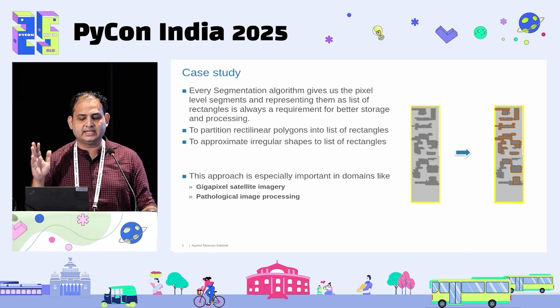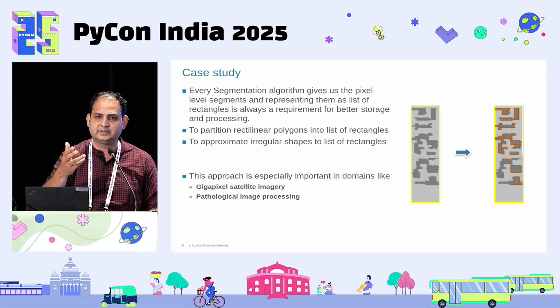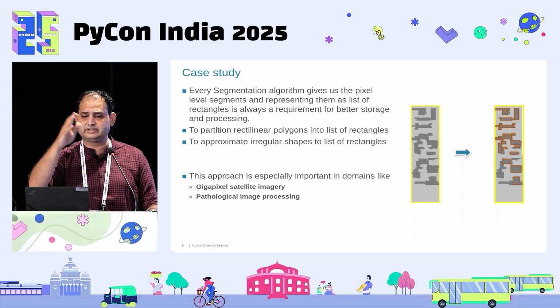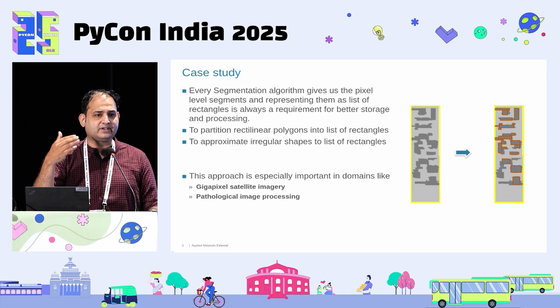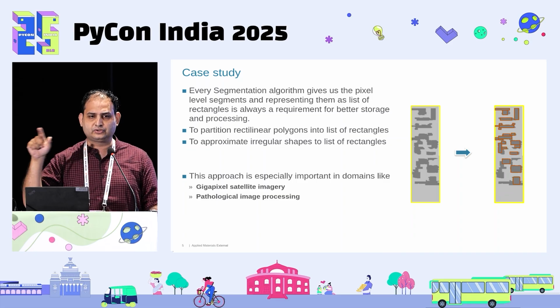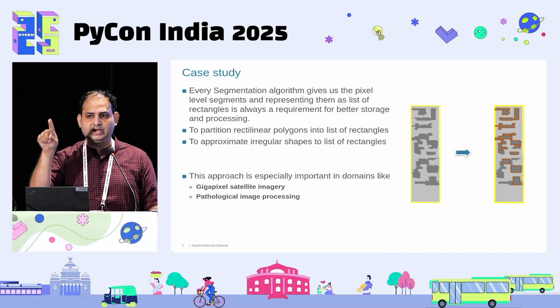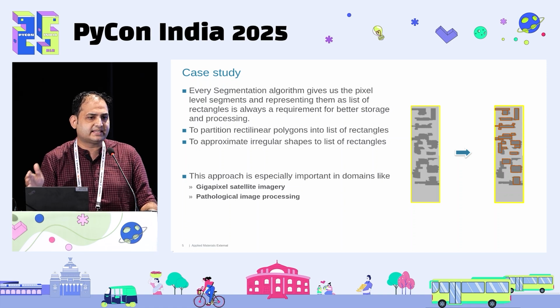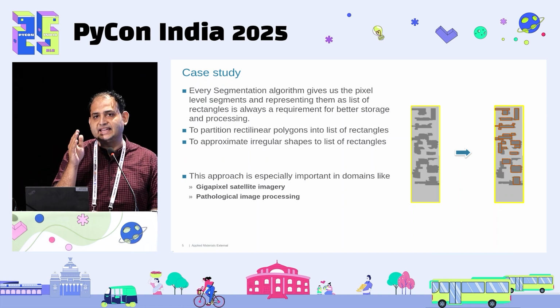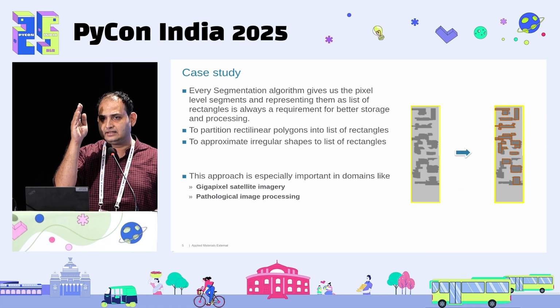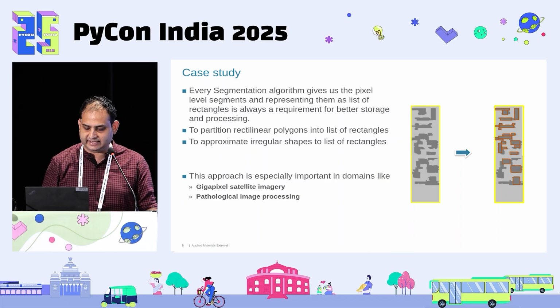Also, in pathological image processing, suppose you are doing a brain tumor segmentation, and you segmented it very nicely. But after that, what did you do to store it as a rectangle? You made a bounding box. You just killed the whole purpose of segmentation. So we want something which can give me exactly those pixels only in my rectangle.